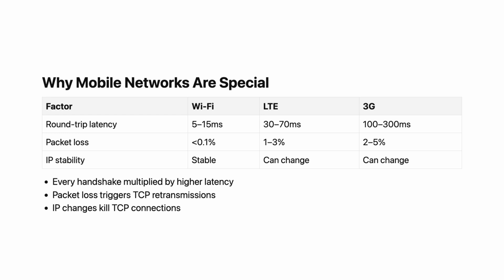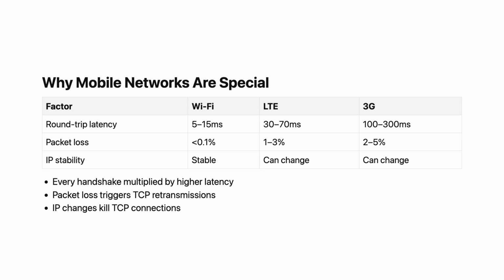Second, mobile networks have significantly higher packet loss than wired connections. 1 to 5% is common, and it spikes when signal is weak or when you are moving. Remember, a single lost TCP packet can stall your entire stream for hundreds of milliseconds. Third, IP address changes. When you walk from Wi-Fi to cellular, or when the cell tower hands you off, your IP address can change. TCP connections are identified by the source IP and port. If either changes, the connection is dead.